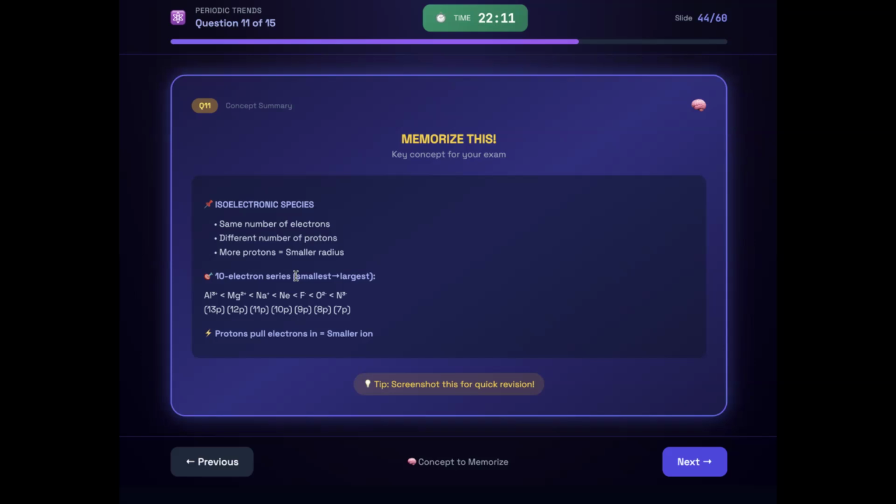So in the 10-electron series, from smallest to largest: aluminum, magnesium, sodium, until nitrogen is the biggest. Why is that? Because they all have the same number of electrons, but aluminum has the biggest number of protons. That's why its size is the smallest, because of the attraction. The smallest number of protons is nitrogen. That's why it has the biggest size. So this is the largest size. Protons pull electrons in, so a smaller ion. Very, very important trends, a must-come question in the exam.